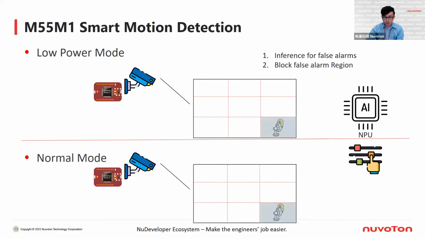However, when it detects actual human movement, the motion detector again switches from low power mode to normal mode. This time, our NPU recognizes a human presence, and the system continues operation in normal mode.